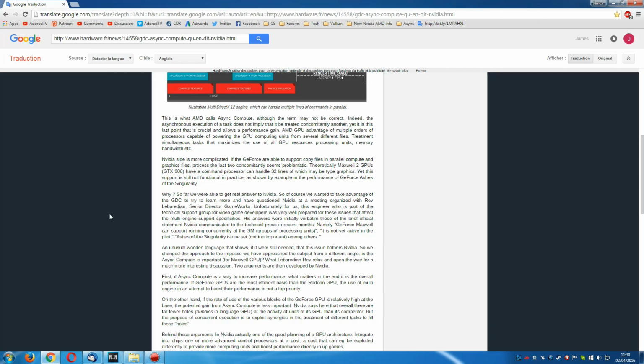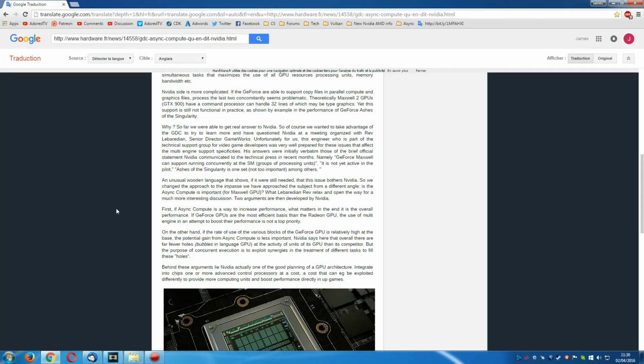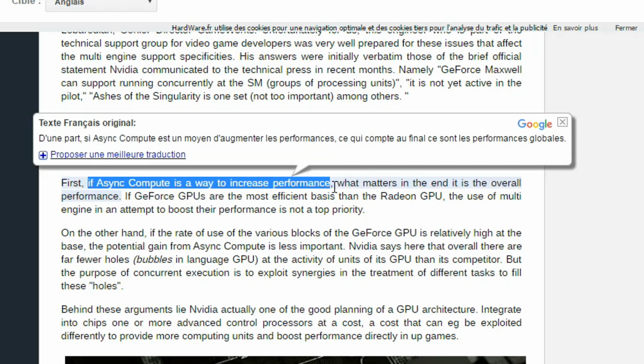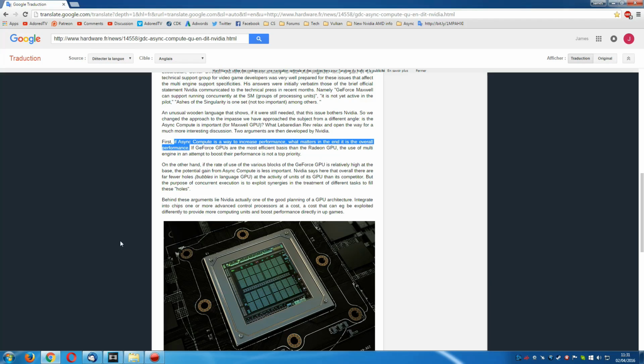When pressed about NVIDIA's poor asynchronous shader performance, the initial responses were the same kind of canned responses from the marketing guys. Eventually, however, Damien did manage to finesse a different answer for once, and it's one that's actually very interesting. The first point that was raised was, if async compute is a way to increase performance, what matters in the end is the overall performance. And this is true. The Fury X may gain 10% from async compute, but if the 980 Ti is 20% faster, it really doesn't make much difference. And quite often we do see that the 980 Ti is a good deal faster than the Fury X.